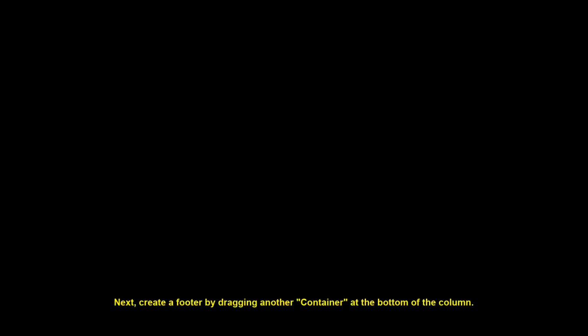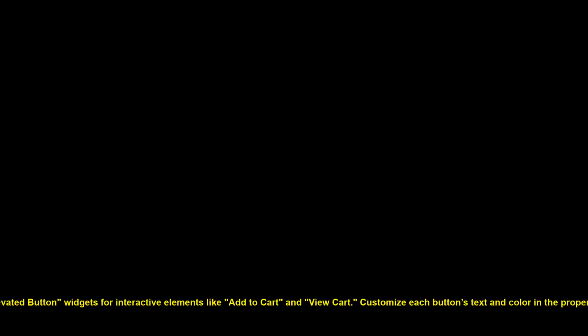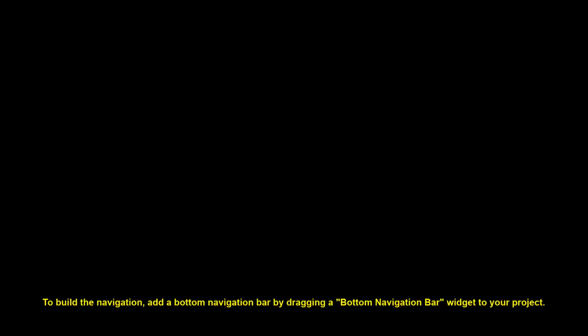Next, create a footer by dragging another container at the bottom of the column. In the footer, add a row widget to align buttons for adding items to a cart or navigating to the checkout. Utilize elevated button widgets for interactive elements like Add to Cart and View Cart. Customize each button's text and color in the Properties panel.